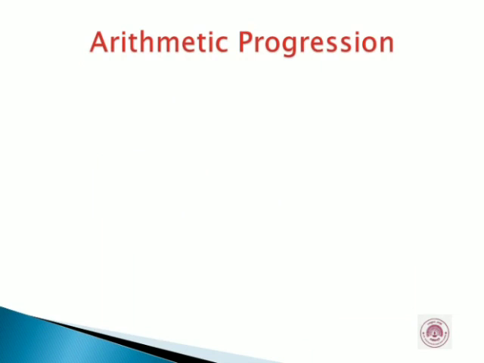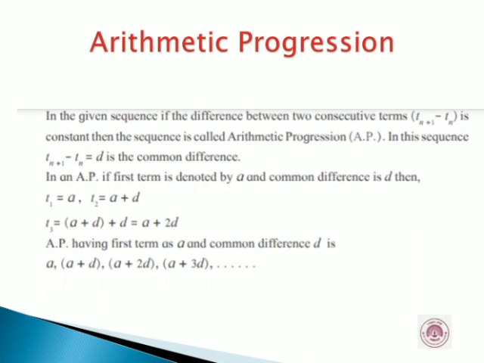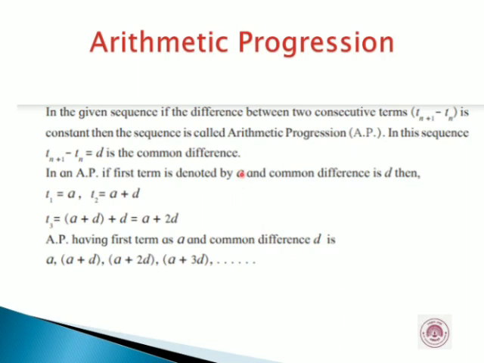Now, we can define an arithmetic progression. In a given sequence, if the difference between two consecutive terms, that is Tn plus 1 minus Tn, is constant, then the sequence is called an arithmetic progression, which is denoted as AP. In this sequence, Tn plus 1 minus Tn is equal to D, the common difference. So, common difference means the difference between two consecutive terms.